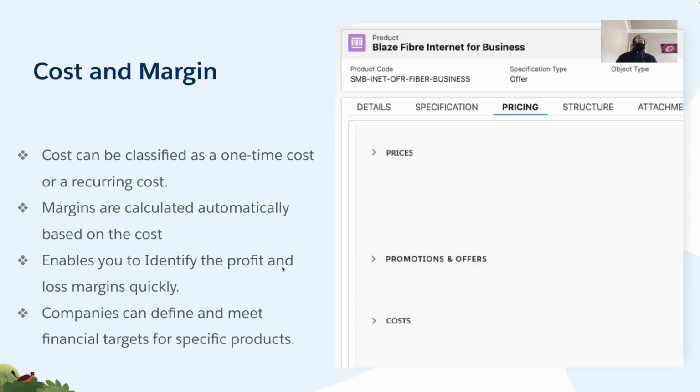You can also classify cost either as a one-time cost or recurring cost against your products. Margins will be calculated automatically based on the cost. This enables agents to view profit and loss margins quickly. This allows companies to define and meet the financial targets for specific products.